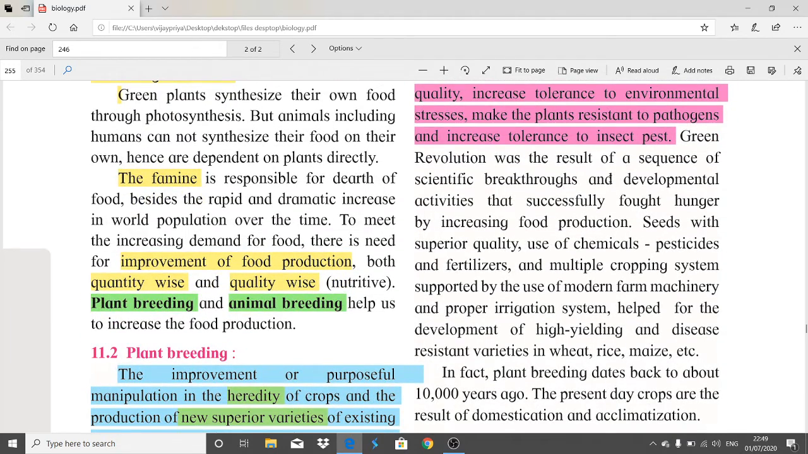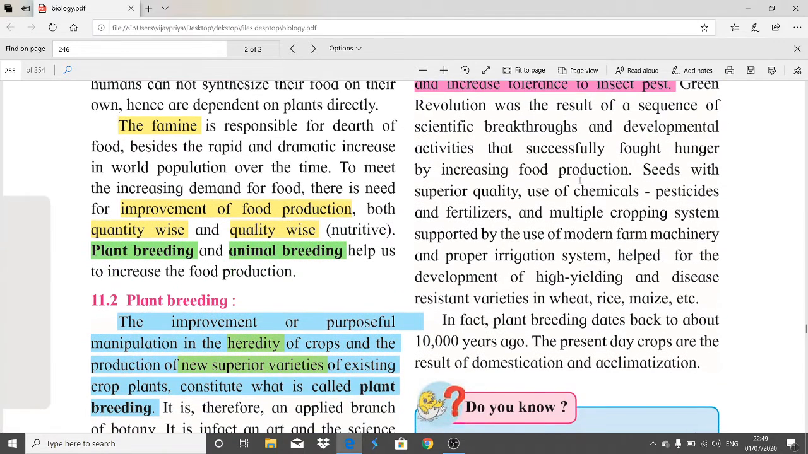Now, the Green Revolution was the result of a sequence of scientific breakthroughs and developmental activities that successfully fought hunger by increasing food production. The Green Revolution is very important, especially if we consider it in India. Seeds of superior quality, use of chemicals, pesticides and fertilizers, and multiple cropping systems supported by modern farm machinery and a proper irrigation system helped in the development of high yielding and disease resistant varieties in wheat, rice, maize, etc.